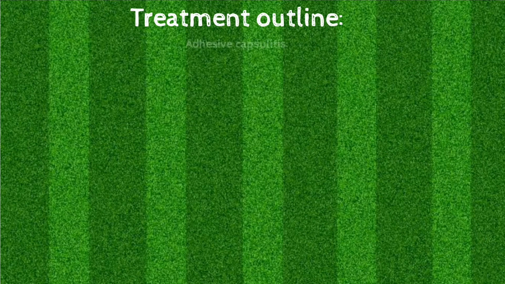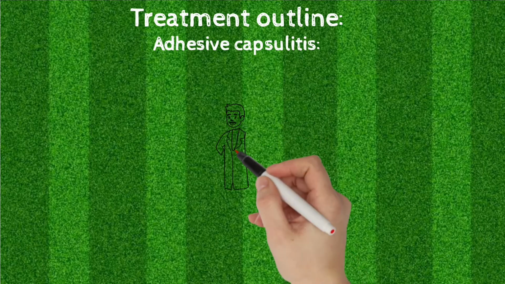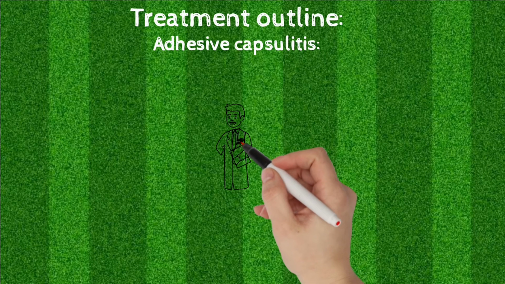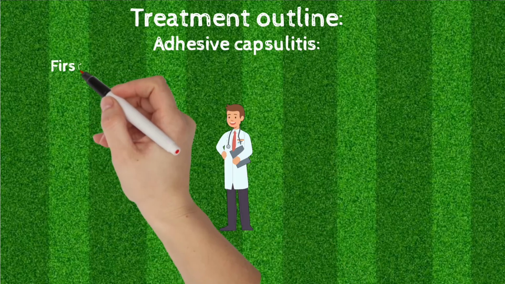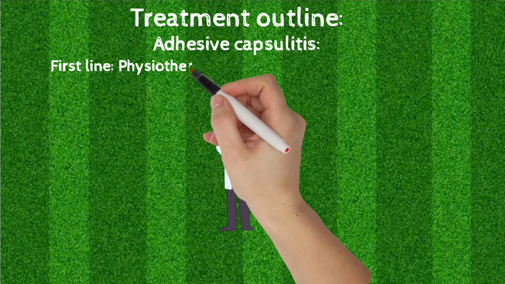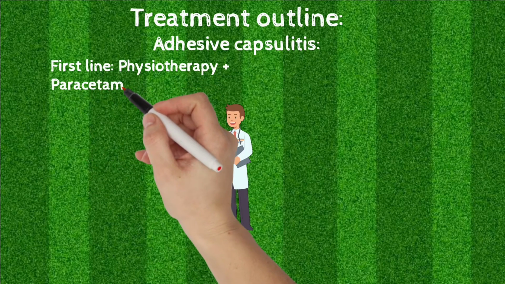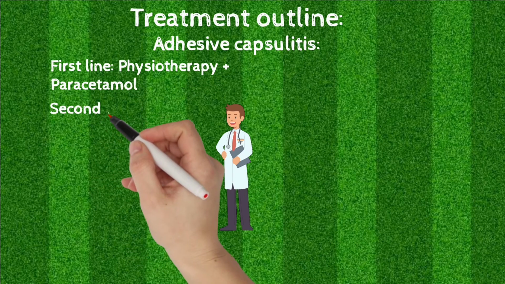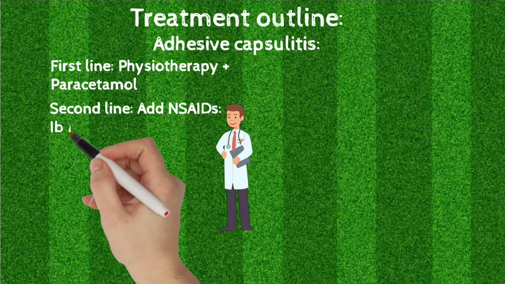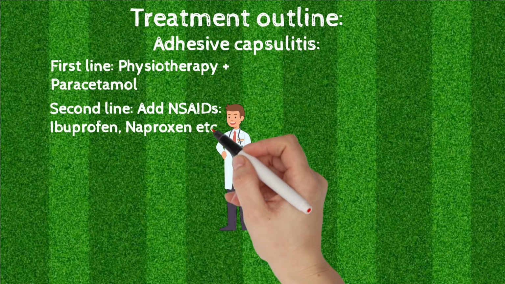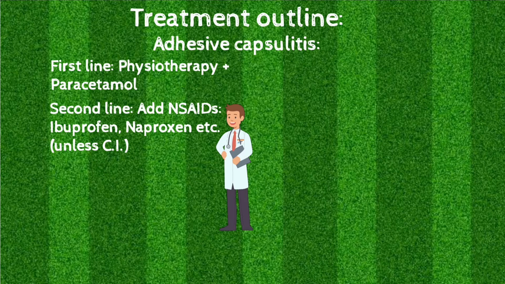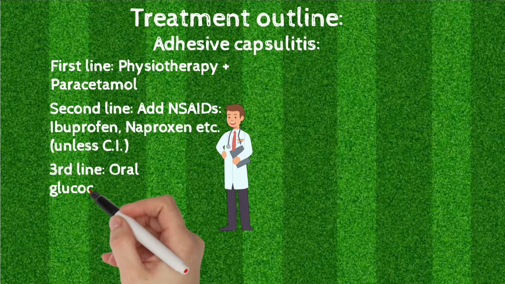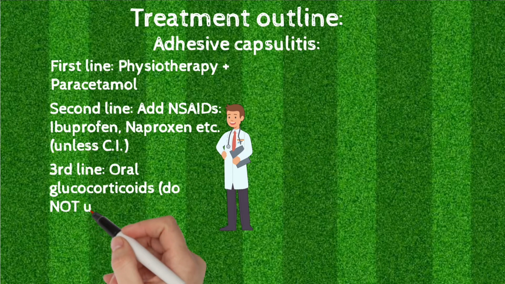So we are going into the treatment outline of adhesive capsulitis, the most common shoulder joint condition. First line treatment is physiotherapy with paracetamol. Second line, you can add NSAIDs like ibuprofen, naproxen, etc., unless they are contraindicated. Third line is oral glucocorticoids.